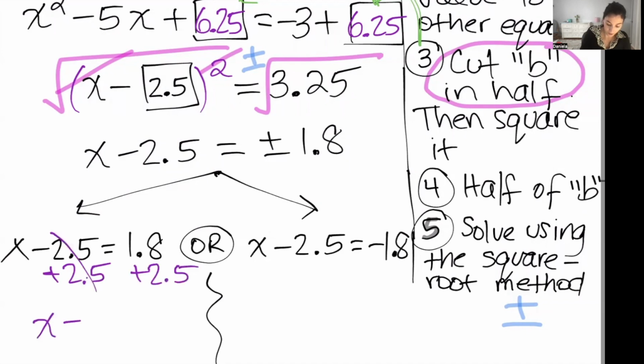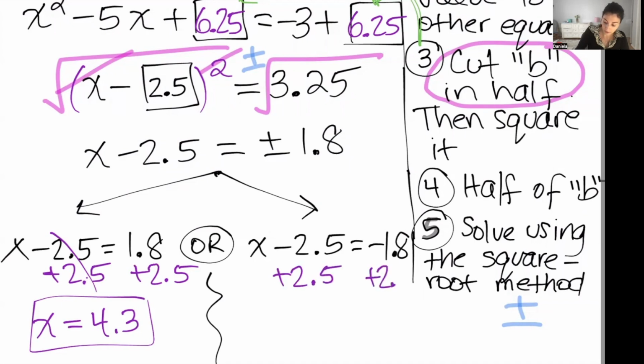So on the left side, you're doing positive 1.8 plus 2.5, and you should be getting 4.3. That's one of the solutions. And on the other side, when you add 2.5 to both sides, that's going to produce the other answer. So that is going to be 0.7.